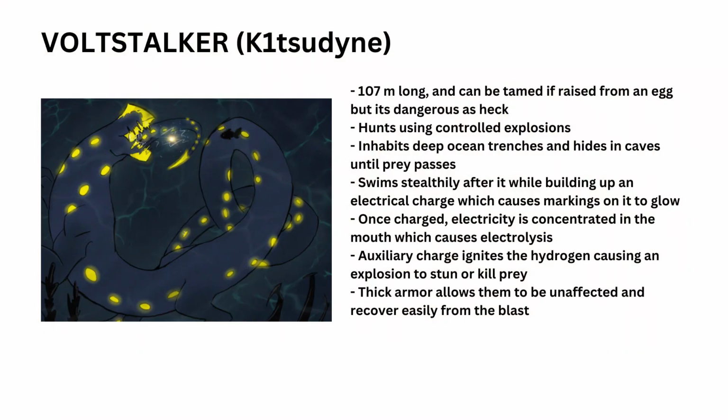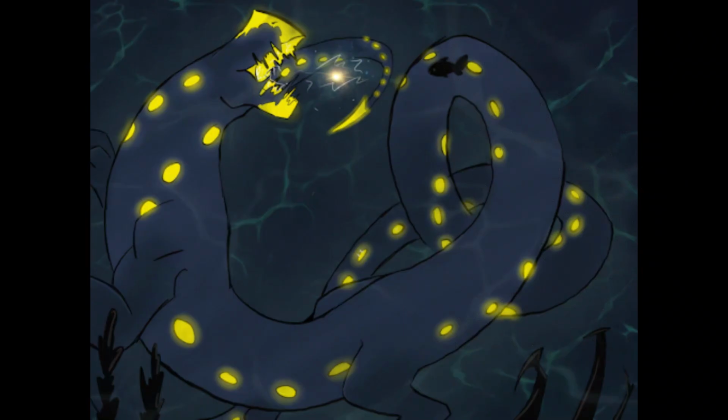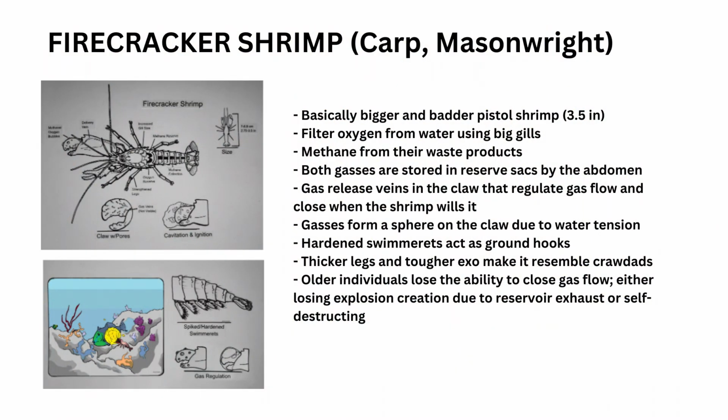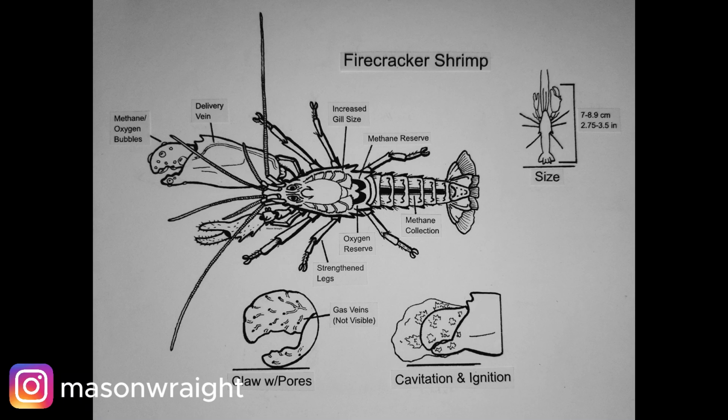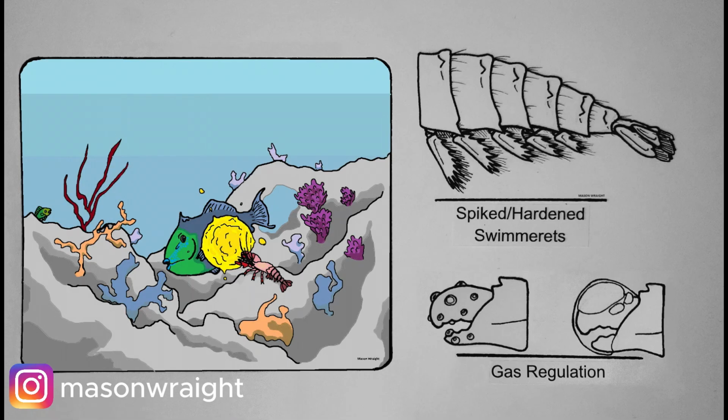And Kitsu again with an abyssal leviathan that hunts by creating a controlled charge from its mouth to generate hydrogen and cause an explosion. And last but not least, Carp with their firecracker shrimp, which mix chemical reaction and kinetic into one method by filtering oxygen and methane into their claws before snapping them at incredible speeds.